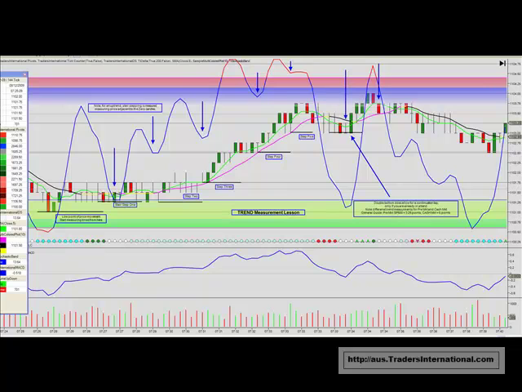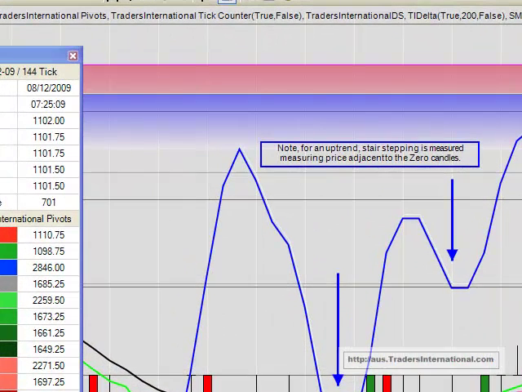Now, why is trend measurement so important? It's so important because you need to ensure that you're not taking first against the trend signals. Now, a first against the trend signal, obviously, is the first buy or sell signal against a trend. Okay, so we need to know, one, how to measure the trend, but also based on that we need to know how to not take the first against the trend.